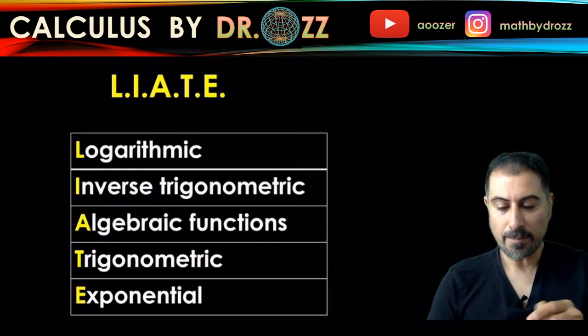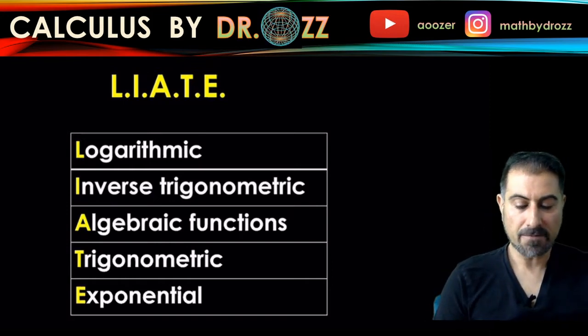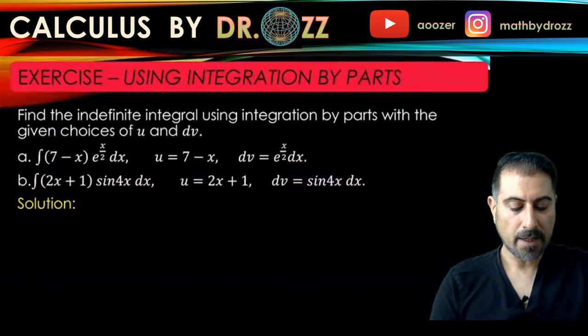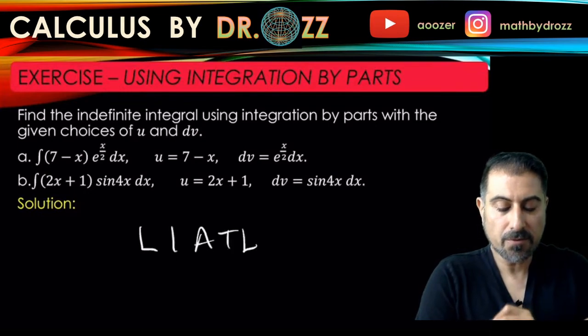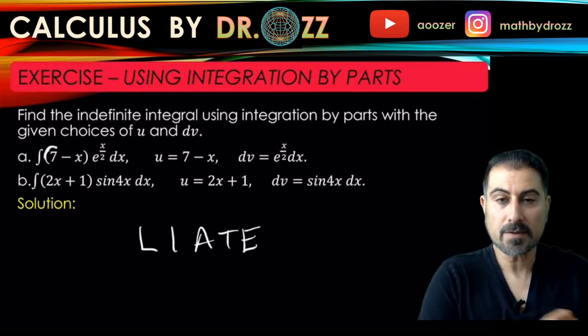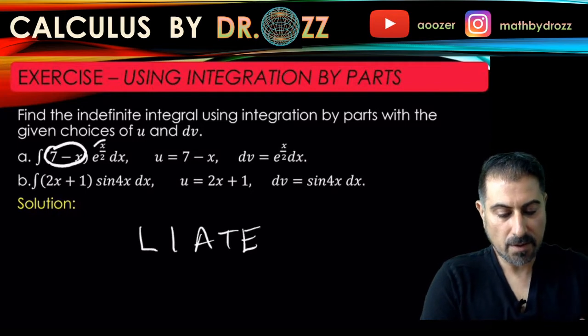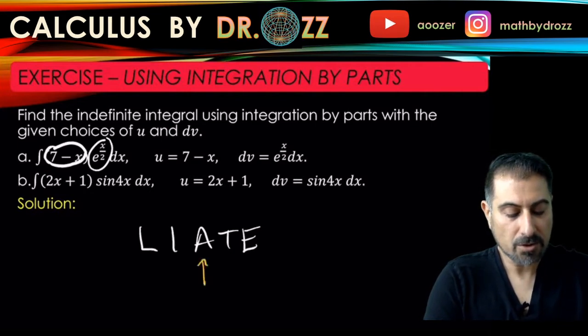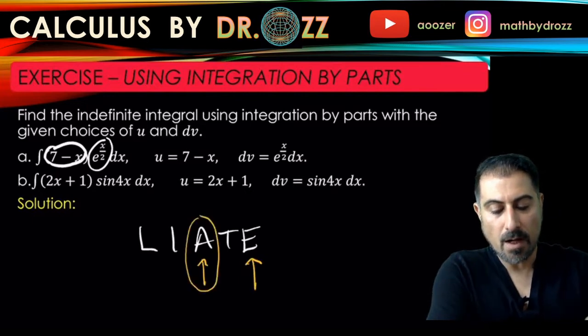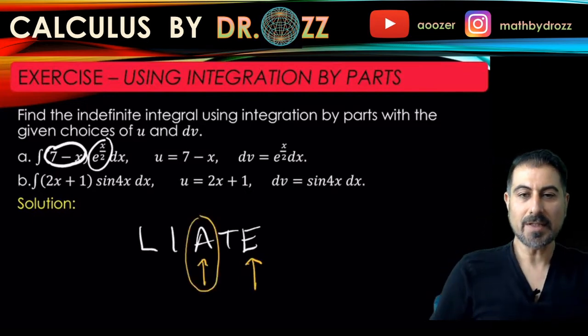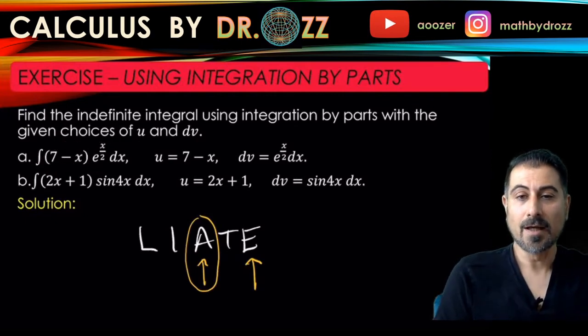So going back to the very first problem here and applying LIATE, I have a polynomial first and exponential next. So I have algebraic, which is polynomial, and exponential. That means I should call the algebraic function to be u for this problem. Just to give you a heads up, this LIATE is very helpful to determine which function you are supposed to call u.